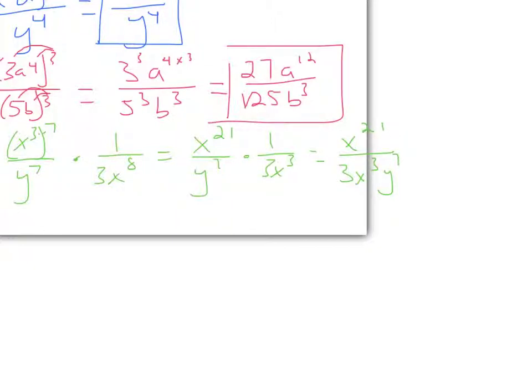So the way that you rewrite that, remember, x to the 21st over x to the 3rd is going to be done by doing the quotient of powers. So x to the 21st divided by x to the 3rd is the same as x to the 21 minus 3. Okay, and on bottom we still have our 3y to the 7th. Alright, and to finish this up, 21 minus 3 is 18. So x to the 18th over 3y to the 7th.